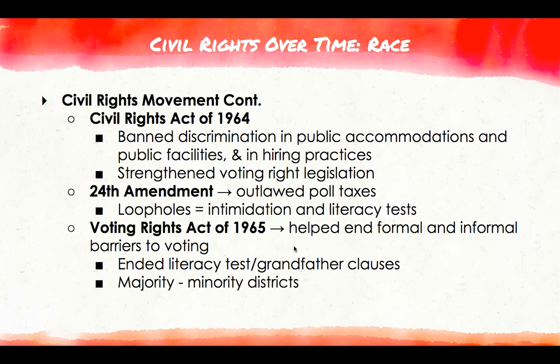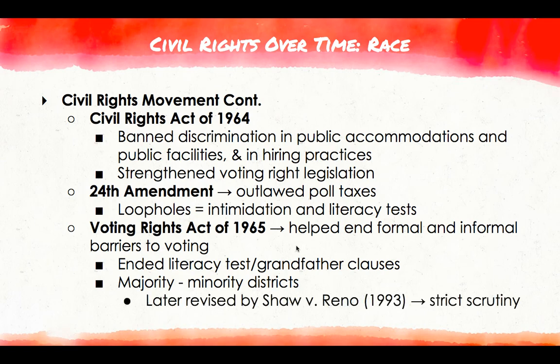It was actually expected to kind of accommodate and redress past wrongdoings for people of color. Now, that has since been revised by Shaw v. Reno, right, which we know when we talked about gerrymandering, race cannot be the sole factor when redistricting, and it has to come under strict scrutiny. So Shaw v. Reno is actually an example of upholding the rights of the majority and restricting minority rights.